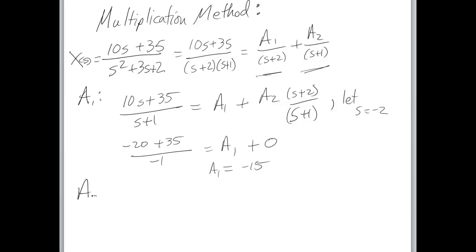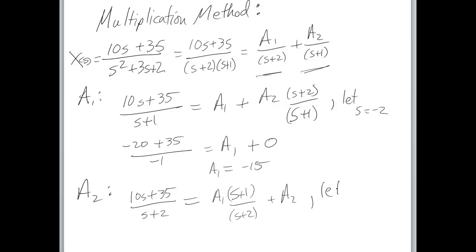So let's follow that same procedure to solve for a2. For a2, we're now going to multiply by s plus 1, which is the denominator in the a2 term. On the left-hand side of the equation, we're going to be left with 10s plus 35 divided by s plus 2. I said we're going to be multiplying by s plus 1. I hope that's what I said before. And the a1 term now is s plus 1 divided by s plus 2, and then we have a2 because the s plus 1 cancels when we multiply it.